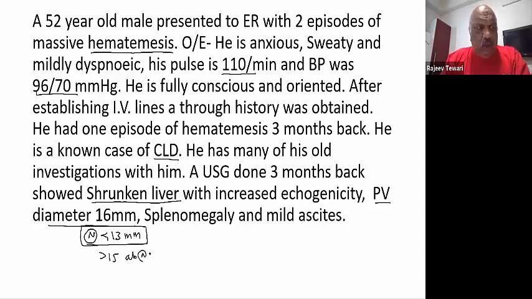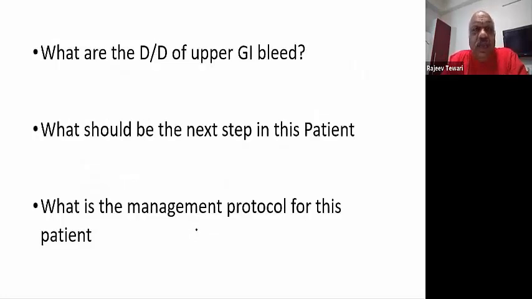Point number one. Point number two, during inspiration, you may find slight dilatation of portal vein. Superior mesenteric and splenic vein diameter does not change, but portal vein diameter may become a little more. Even in normal individuals, sometimes we do get 14 or 15 millimeter size during inspiration. So portal vein diameter is more, splenomegaly and mild ascites. Next slide.